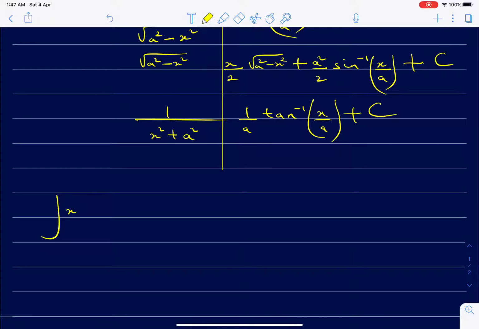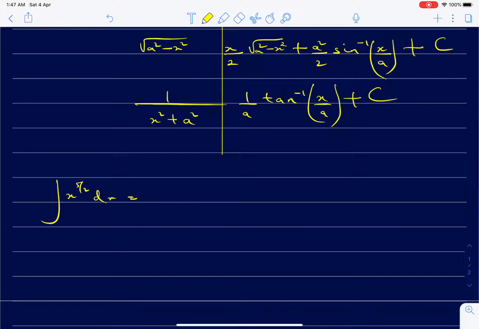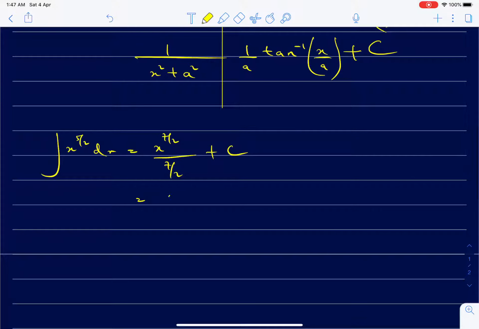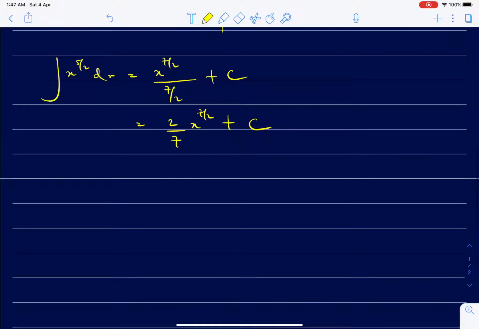Evaluate the integral of x to the power 5 over 2 with respect to x. That's the same as x to the power 5 over 2 plus 1, which is 7 over 2, divided by 7 over 2, plus c. And that simply means 2 over 7 x to the power 7 over 2 plus c. We go to the next.